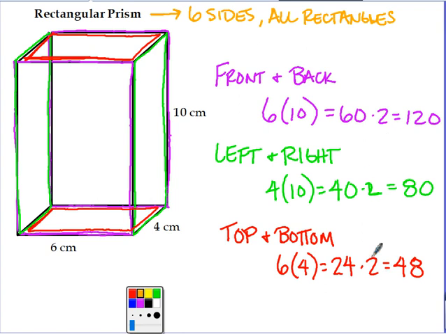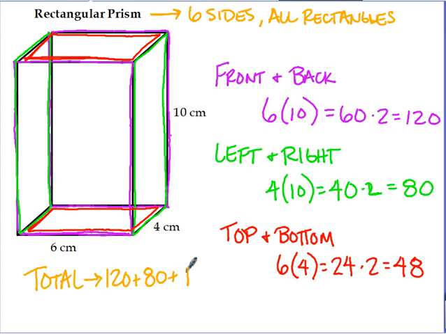So my total, I'm just going to add up all 3. So I would have 120 plus 80 plus 48. And that gives me a total of 248. Now it is area, so we're going to make this centimeters squared. So I just added up the area of all 6. And that's going to give me my total surface area. So before, when you were doing this, we were thinking about the nets. We were thinking about unfolding all of this and finding the area of each rectangle separately and then adding them up.